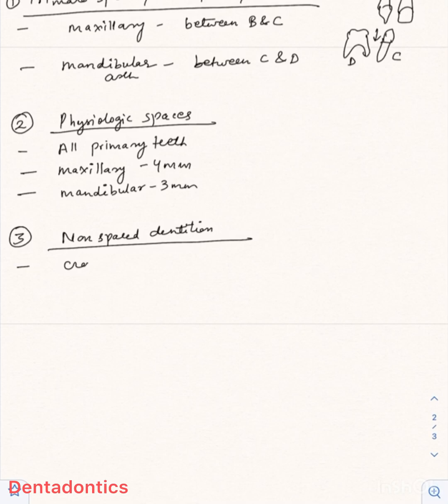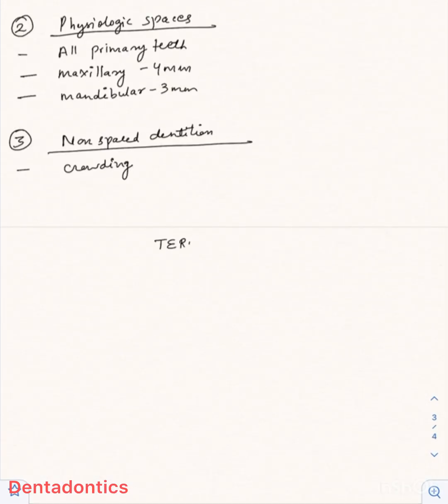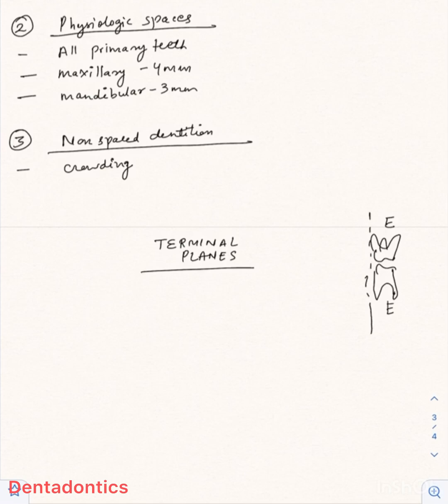Now coming to the terminal planes. Terminal plane is the mesiodistal relationship between the distal surfaces of the maxillary and the mandibular second deciduous molars. As you can see in this figure, this is upper E and this is lower E, and this is the distal surface. There are three types of terminal plane: flush terminal, mesial step, and distal step. Flush terminal is, as you can see in this figure, where the distal surfaces of upper and lower are coinciding, and it is most favorable for class 1, and it occurs in 74% of the population.